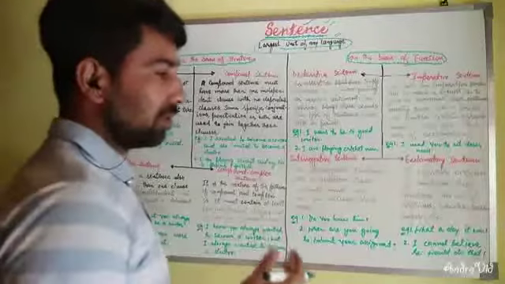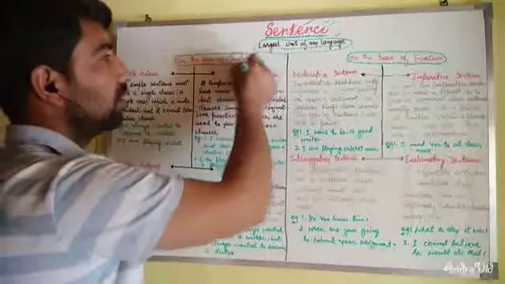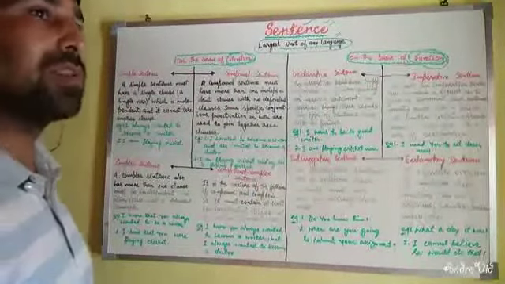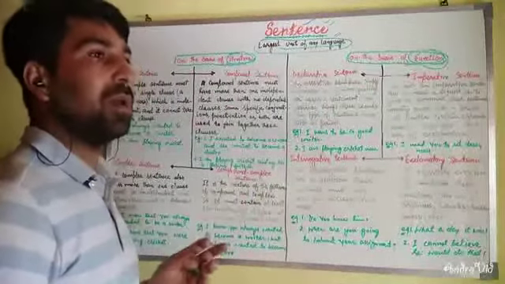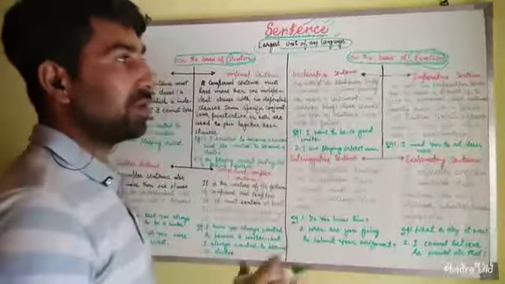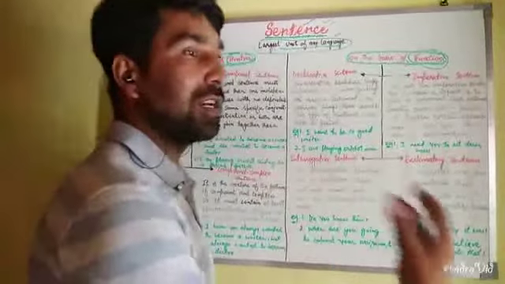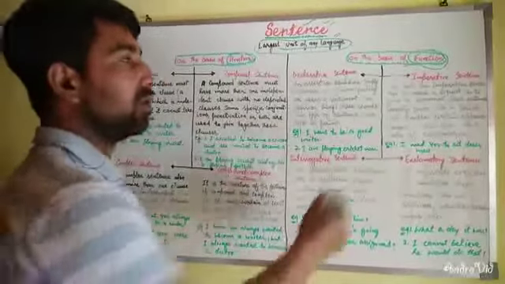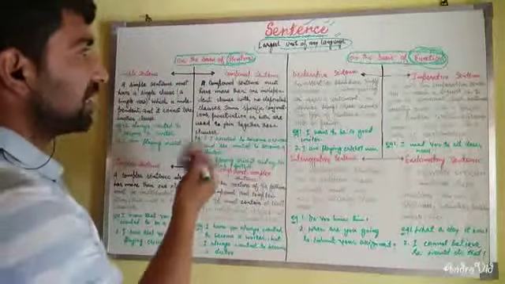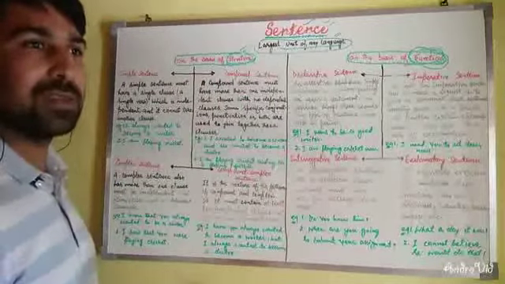Then I have made two different categorizations of sentences. One is on the basis of structure, another is on the basis of function. On the basis of structure, you will see the build-up of the sentence, and through that build-up you will be able to differentiate what kind of sentence it is. On the basis of function, you will see what function the sentence performs, and on that basis you will be able to figure out what kind of sentence it is. So we will start with the structure.